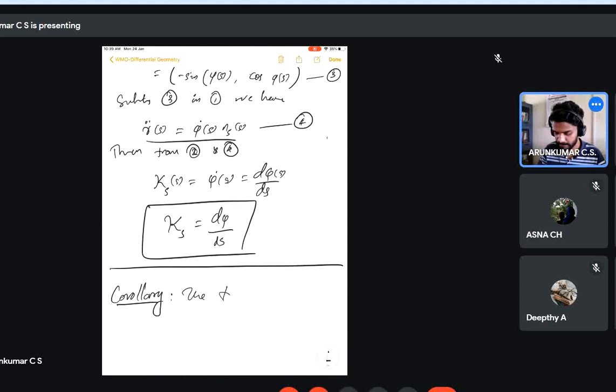The total signed curvature of a closed curve in R2 is an integer multiple of pi by 2.